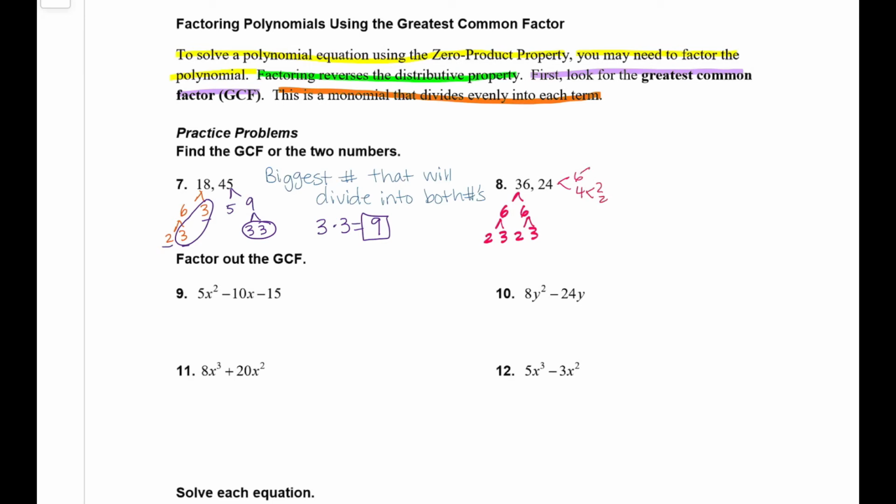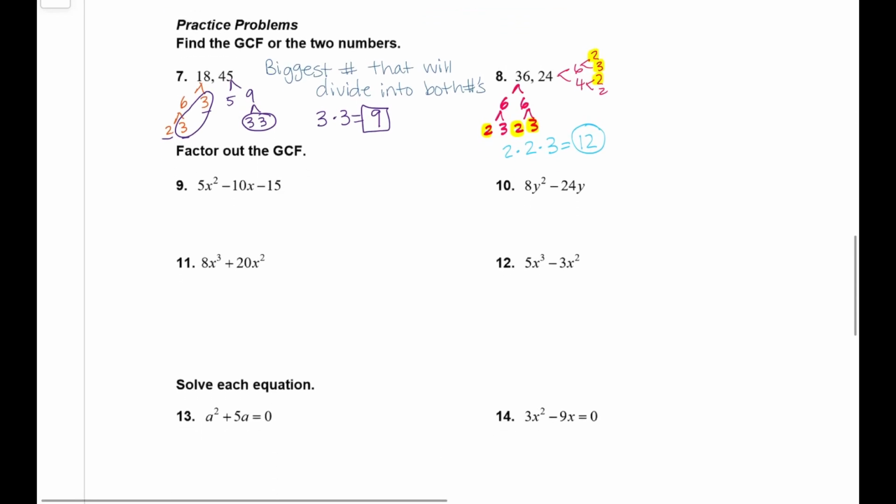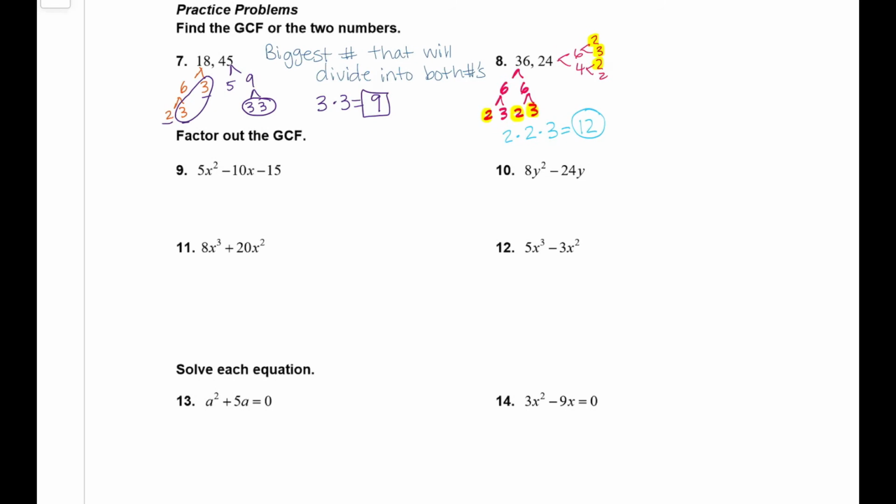24, I have 6 times 4, and 6 breaks down to 2 and 3, and 4 breaks down to 2 and 2. So each set has 2 sets of 2's. We have 2 2's on 36 and 2 2's on the 24. They both have a 3 in common as well. Now the 36 has an extra 3 and the 24 has an extra 2. But what we're going to do is take those factors that are the same and multiply them together. 2 times 2 times 3 gives us 12.